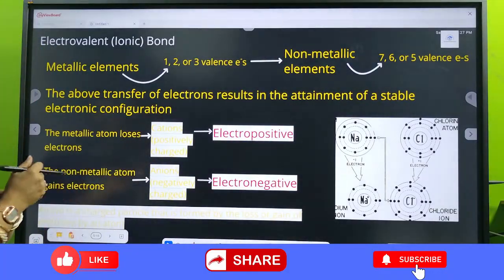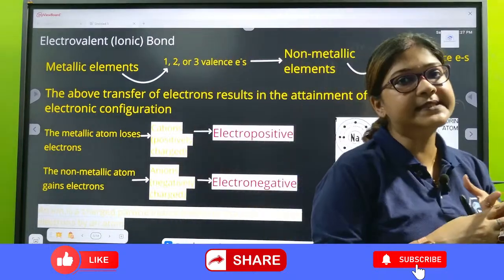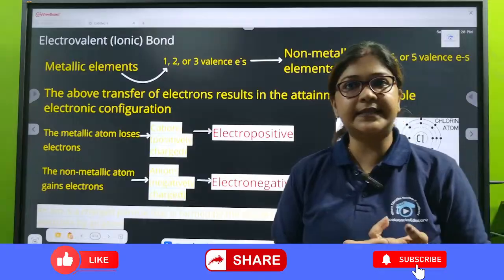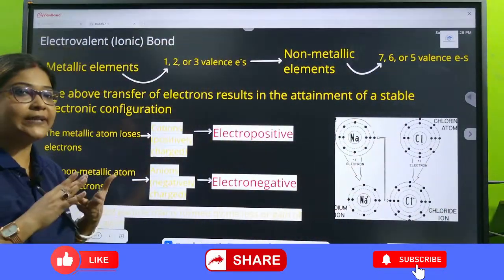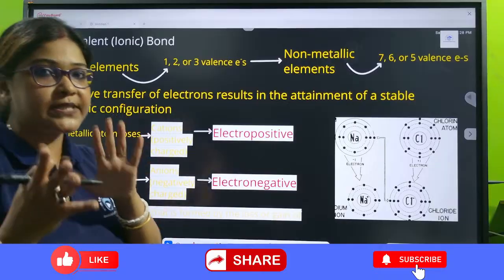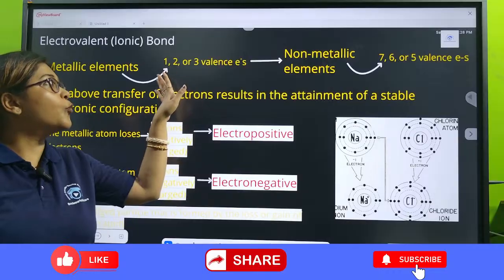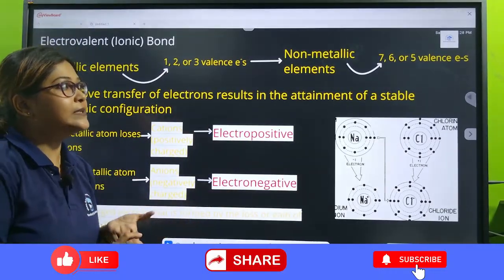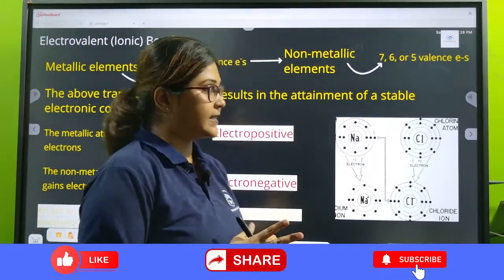Now this electrovalent bond occurs between elements. Elements are usually of two types: one is metallic elements and the other is non-metallic elements. What are metallic elements? Metallic elements are those which have 1, 2 or 3 valence electrons in their outermost valence shells. And non-metallic elements are those which have 7, 6 or 5 valence electrons.